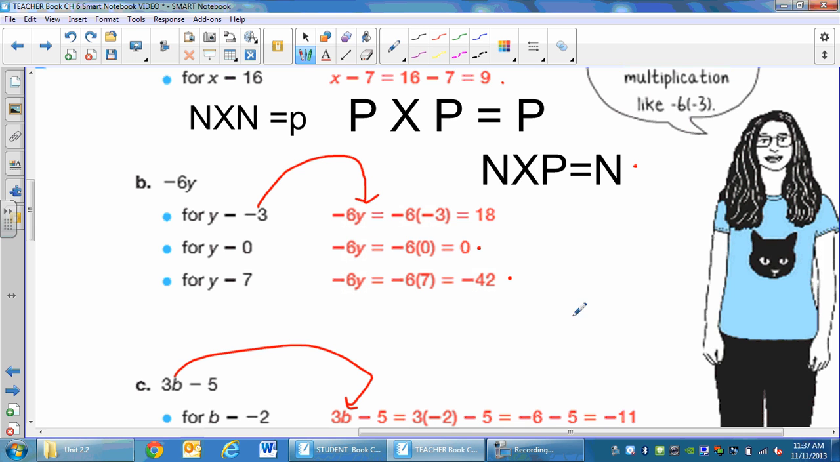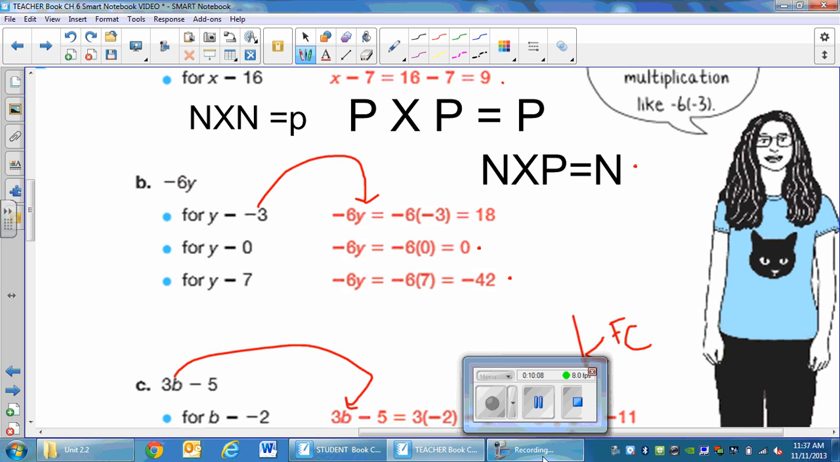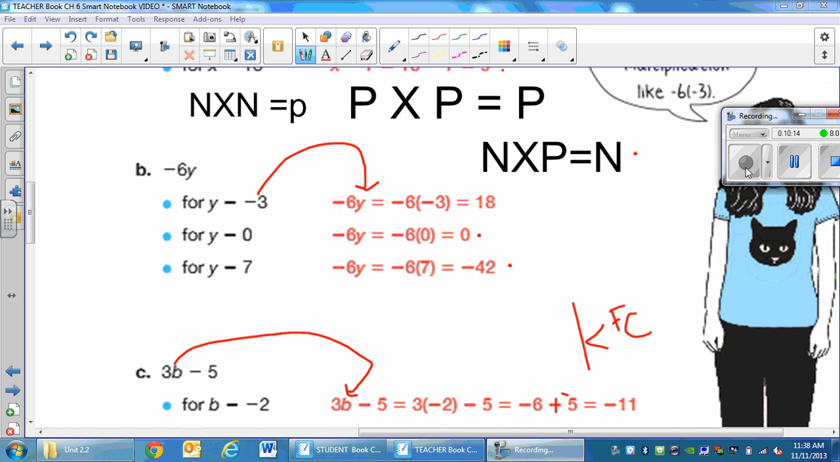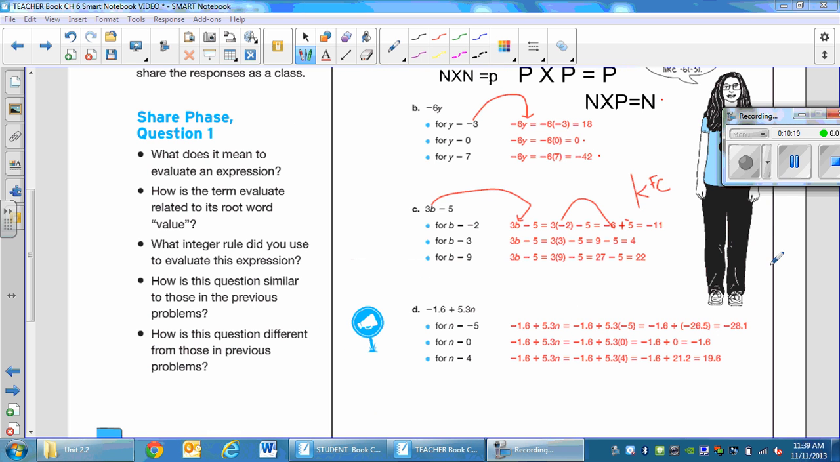minus 5. So I can do my KFC if you want, since we're subtracting. Keep, flip, change. I keep the negative 6, I flip the sign, I change that to addition, and then change to negative 5. Negative 6 plus negative 5 is negative 11. Go ahead and try C on your own and press play when you're ready. And I also want you to try D and then check your answers for C and D.